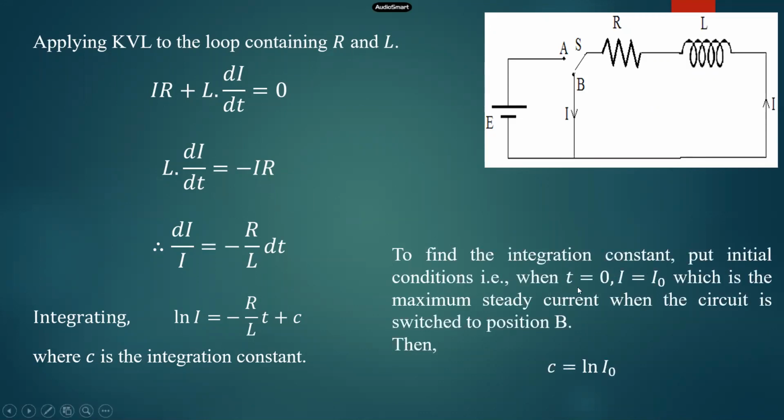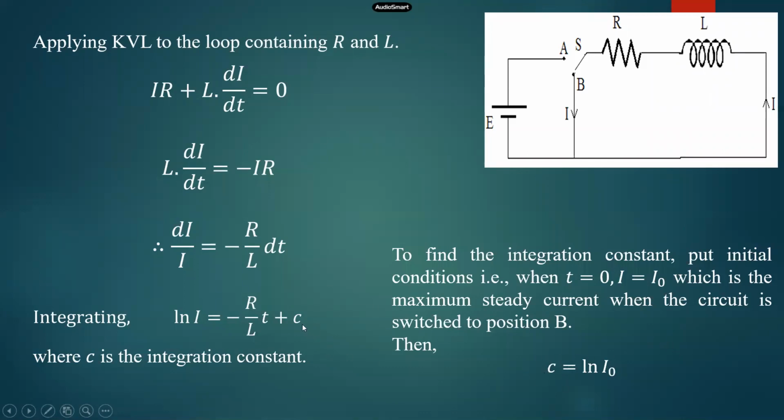That is, when t equal to 0, the initial current was I naught. Okay. So when t equal to 0, before putting the switch at position B, the initial current was maximum, that is I naught, which is the maximum steady current when the circuit is switched to position B. So you put t equal to 0 and I equal to I naught. Therefore, C will be equal to ln of I naught, because this term becomes 0. So that is the integration constant C.